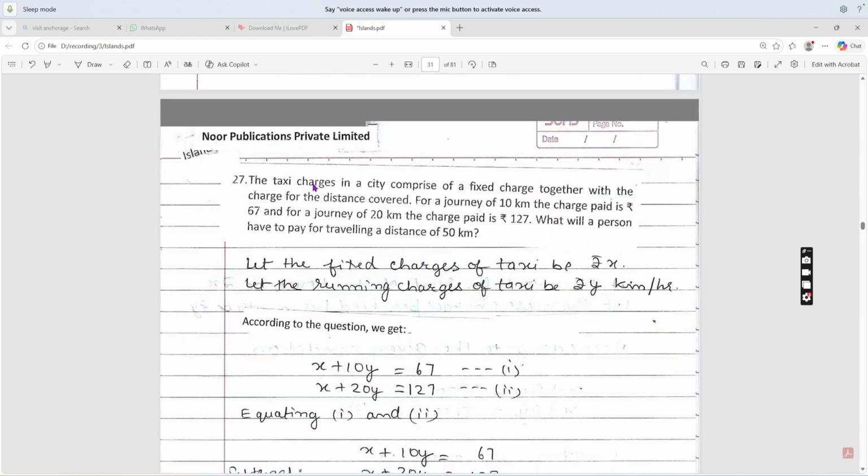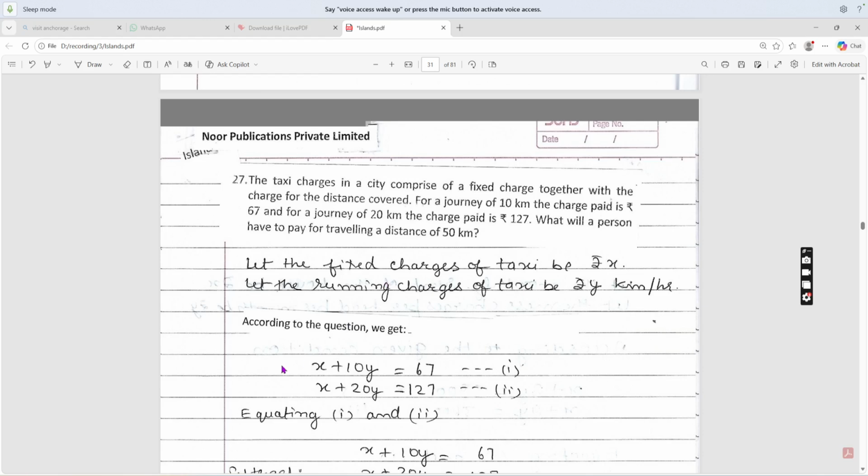Next. The taxi charges in a city comprise of a fixed charge together with the charge for the distance covered. For a journey of 10 kilometers, the charge paid is rupees 67, and for a journey of 20 kilometers, the charge paid is 127. What will a person have to pay for traveling a distance of 50 kilometers? Very simple. In these types of questions, one variable coefficient is fixed and the other variable is going to be changed.